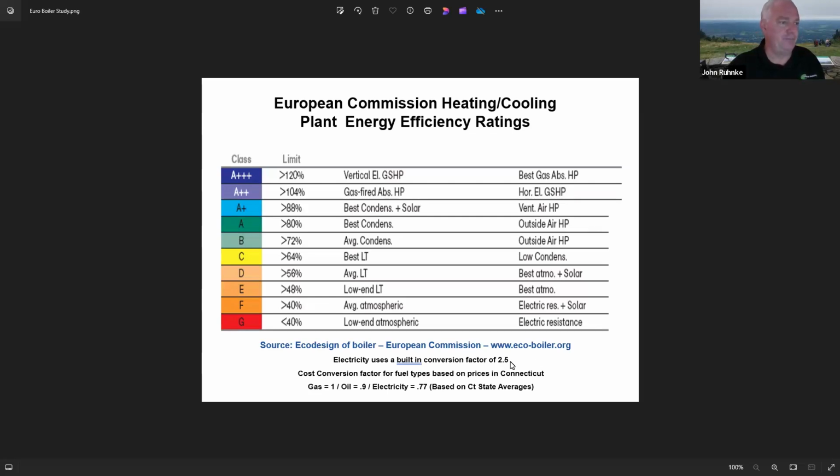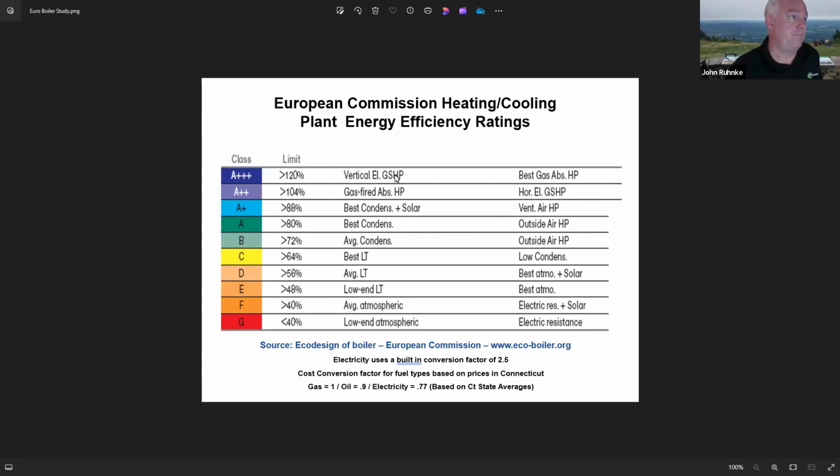There's a conversion factor of 2.5. They're basically saying that electricity loses a lot of energy at the power plant and then over the power lines. So in other words, if you're looking at something like an outside air source heat pump, if it's 80% efficient, you take that and times it by 2.5. Where's my calculator? There it is. So 2.5 times 0.8 equals 2. That would have a coefficient of performance of 2. So it'd be 200% efficient.